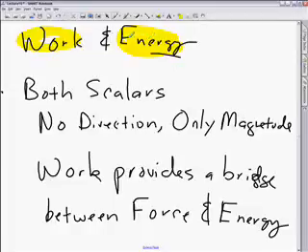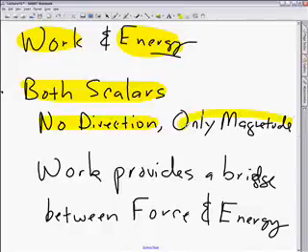Okay, so why do we use work and energy when we have our dynamics that we just took a look at in Chapter 4? Well, one reason is that both work and energy are scalars. Remember that scalars have no direction. They only have a magnitude. This is going to make it easier for us to work with work and energy because we don't have to deal with them as vectors. We can just use them as scalars.